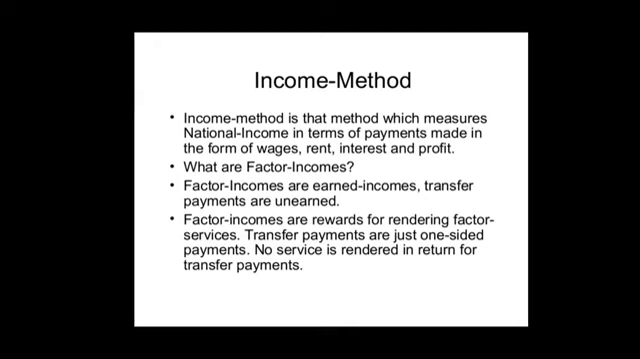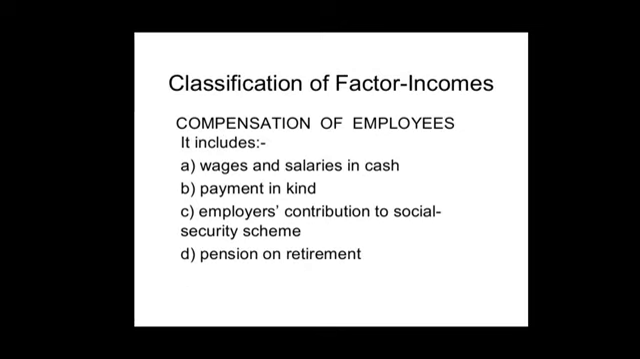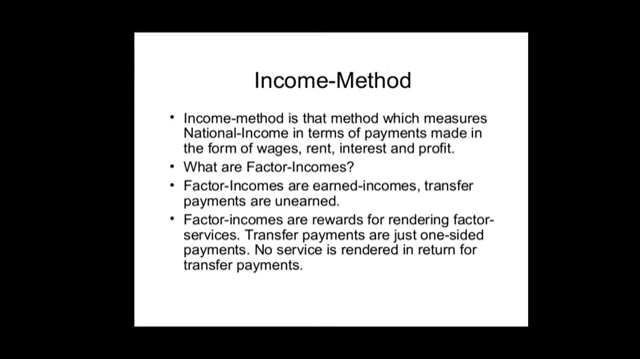The main steps involved in measuring national income by using the income method are: firstly, we have to identify enterprises or various sectors such as the agricultural sector, industrial sector, and tertiary sector, which employ factors of production such as land, labor, capital, and entrepreneur.